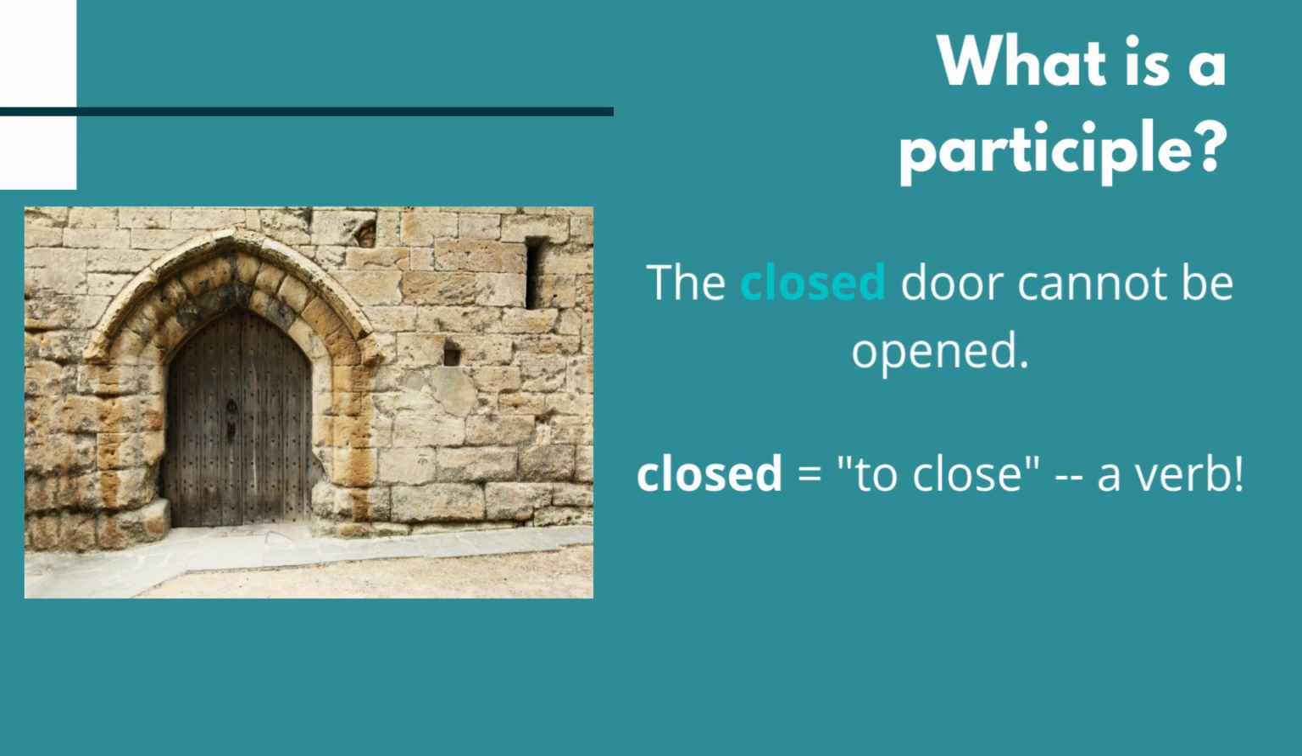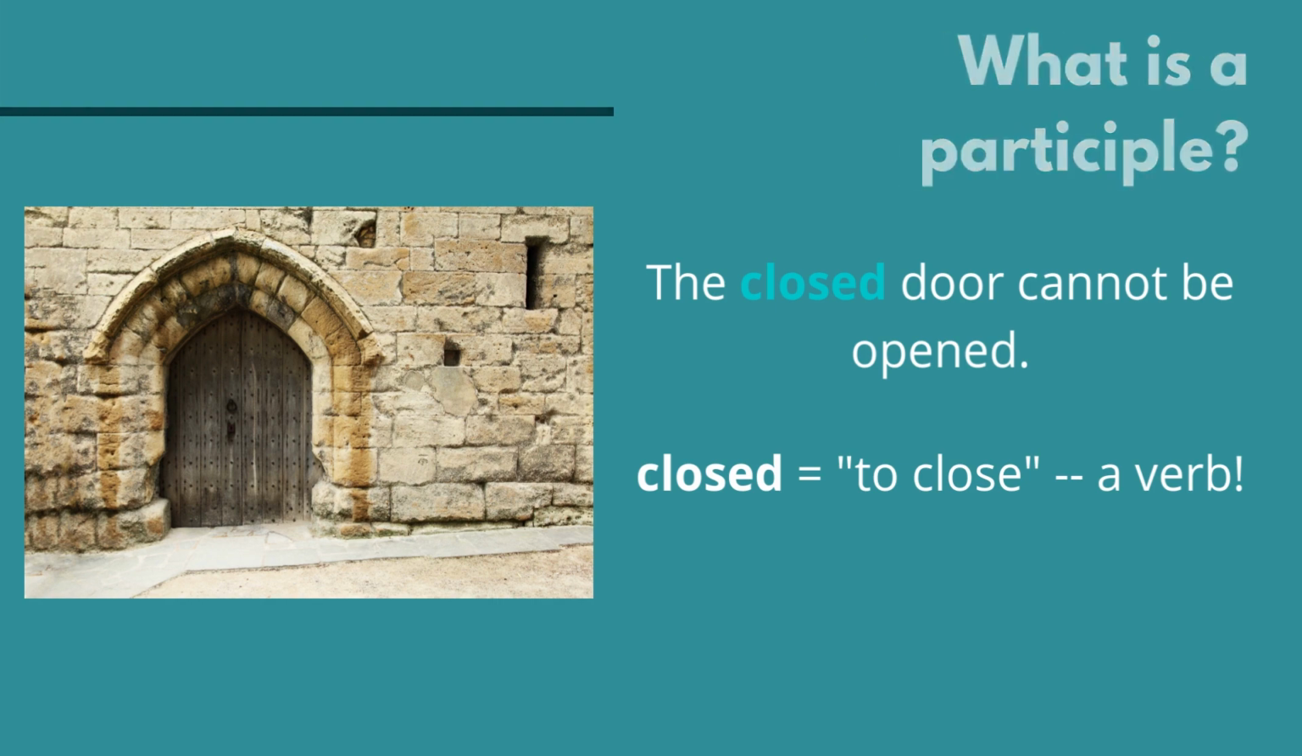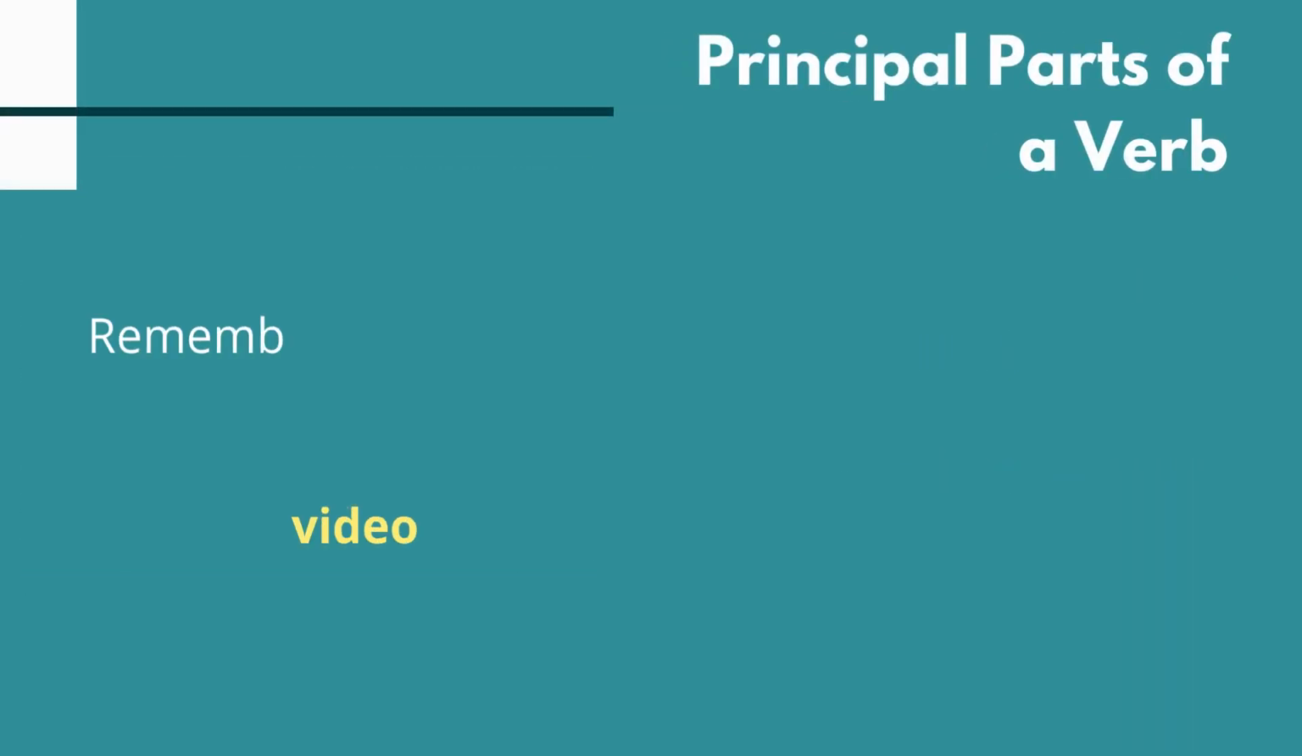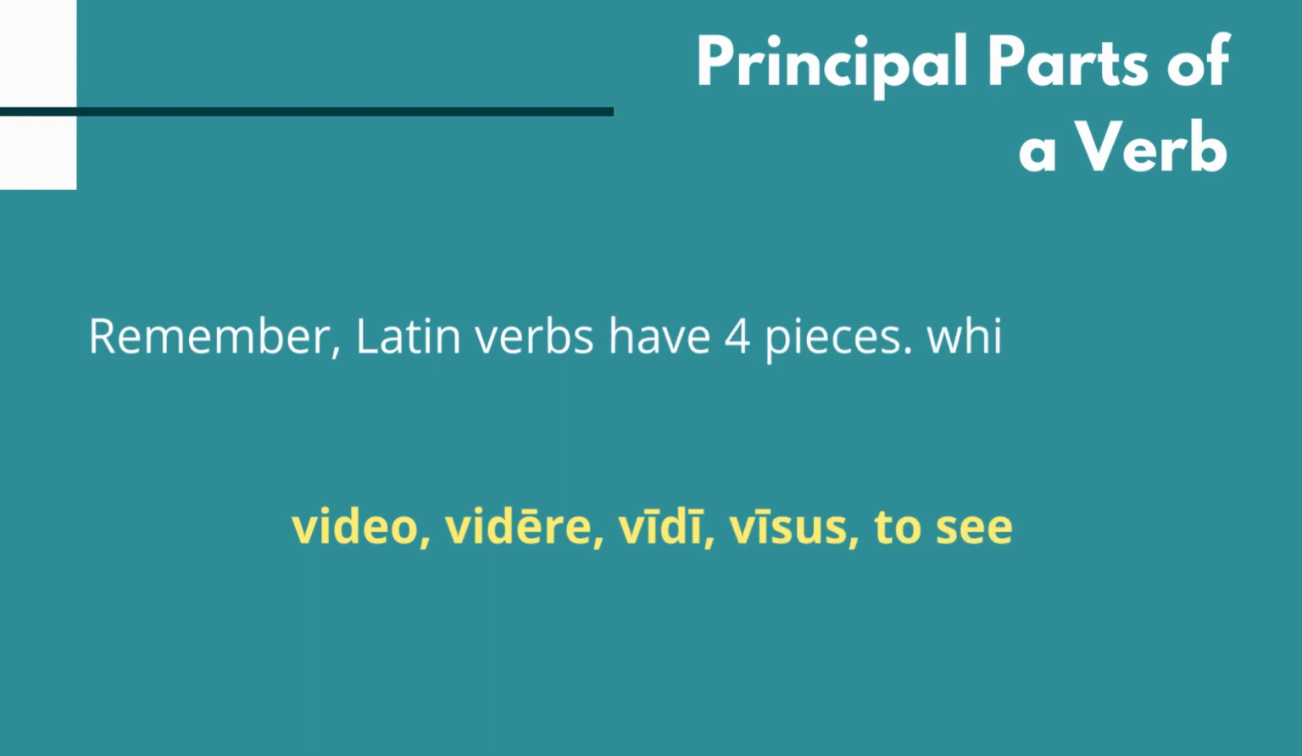So once you can kind of wrap your head around that, because it sounds odd using a verb as an adjective, it is possible, right? Particularly in Latin and English, we don't use these so much, but Latin loves participles and uses them a lot. So you want to kind of wrap your head around the idea that you can use a Latin verb to describe a noun, right? That's what a participle is. So if we think back to our Latin verbs, you want to remember they have four pieces, which we call the principal parts. So here I gave you the verb videre, to see, right? So you have video, videre, vidi, visus.